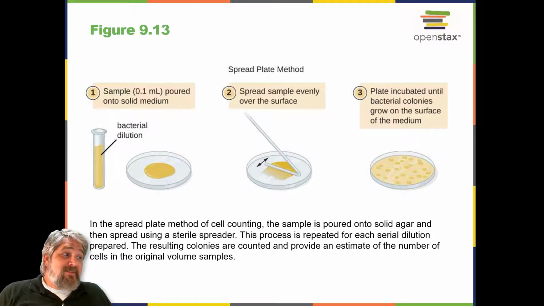In the spread plate method of cell counting, the sample is poured onto solid agar and then spread using a sterile spreader. The process is repeated for each serial dilution preparation, and then you can get a count and estimate the number of cells in the original sample, as mentioned before.